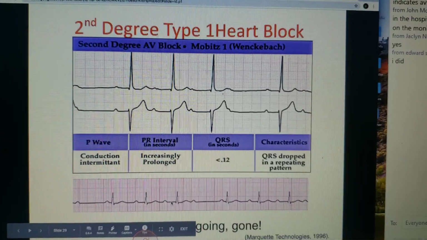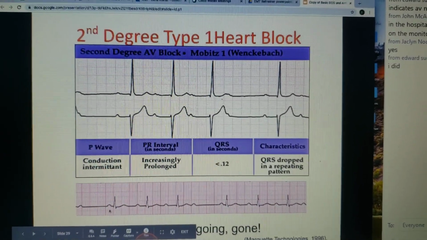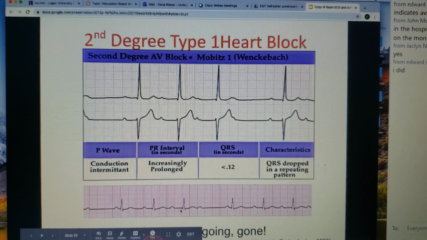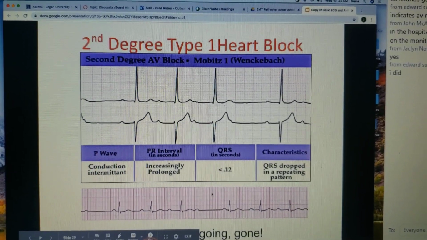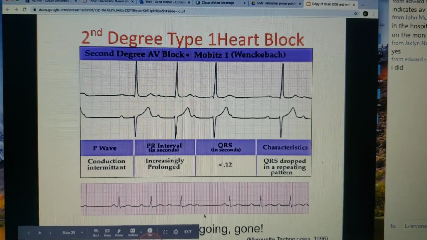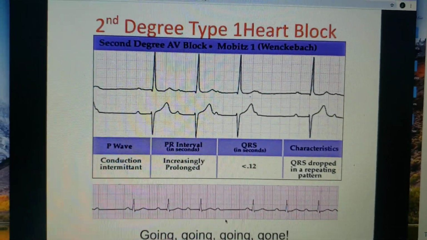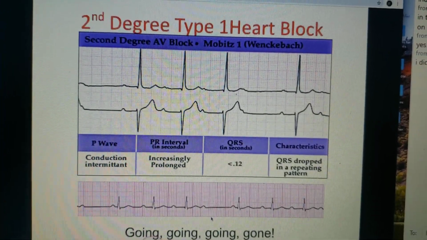So this bottom one here, this is a lead 2. You've got a P, QRS, and then you notice it's getting a little bit longer, and then you have a P wave without a QRS. So the characteristic of a second degree type 1 is that your PR interval gets extended, and then it drops a complex.